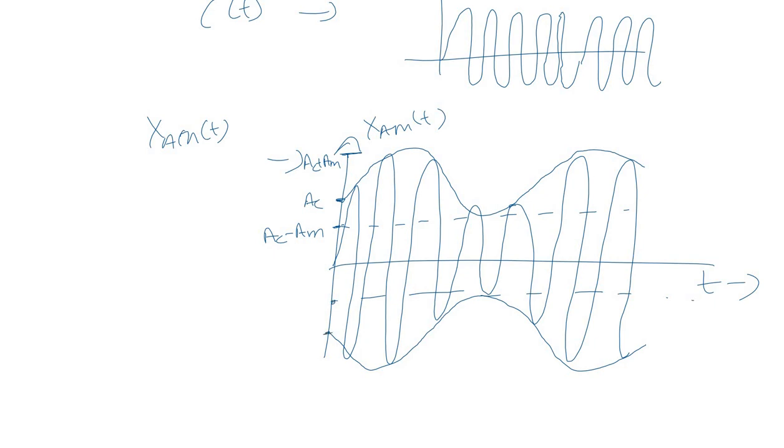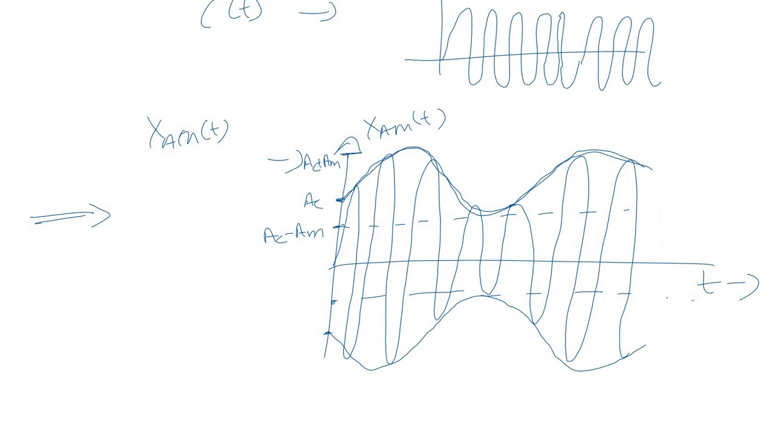Okay, so this is your envelope for this signal, which traces the peak amplitude values. Now, with the help of this representation, let us understand the significance of the modulation index.